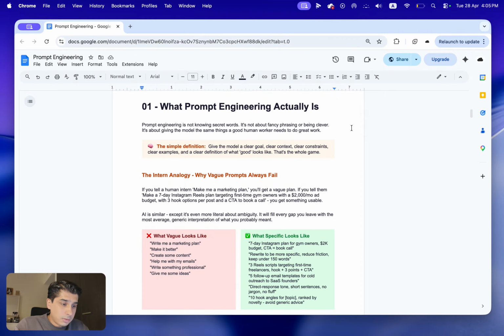Now, to go back to the foundations, what prompt engineering actually is. Prompt engineering is not knowing secret words. It's not about fancy phrases or being clever. It's about giving the model the same things a good human worker needs to do great work. A simple definition for this is: give the model a clear goal, clear context, clear constraints, clear examples, and a clear definition of what good looks like. And that's pretty much the whole game.